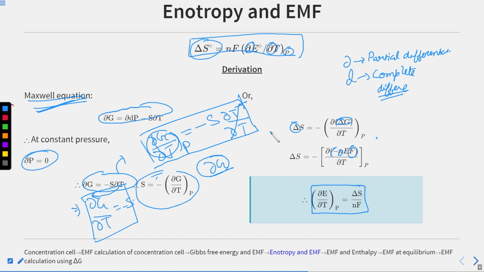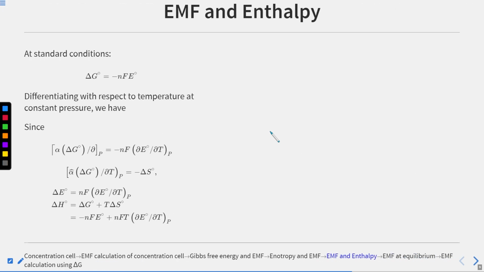So we can proceed with this equation further and calculate the enthalpy also with the help of this equation. How? We know that delta G naught is equals to minus nFE naught. Again, this will be delta, this will be delta G by delta T, and this will also be delta. We know this thing, so we have just written it for standard conditions. Now we got the final equation, this one.